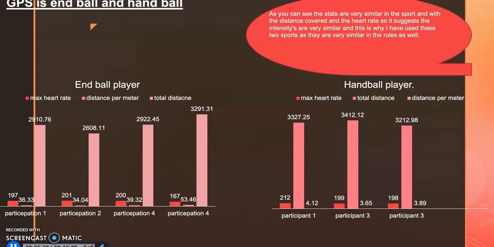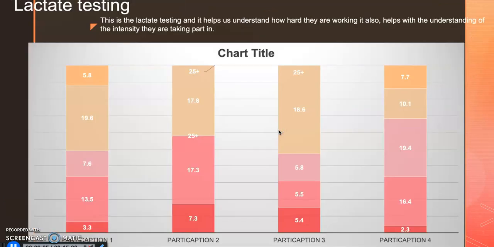What I've said here is you can see the stats are very similar in the sport, the distance covered and the heart rate. So this suggests the intensities are very similar. This is why I've used the 2 sports, because of how similar the data is. Yes, they're not exactly the same, but I'm just showing the differences. As you can see, there's a lot more distance covered, as I said before, and the heart rates are similar. So, moving on to the next.